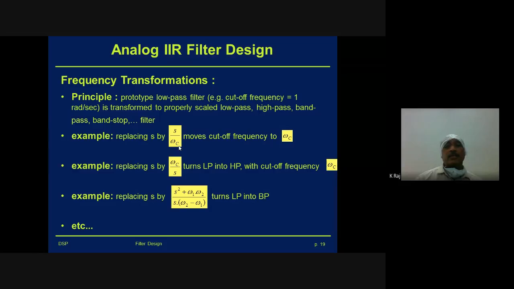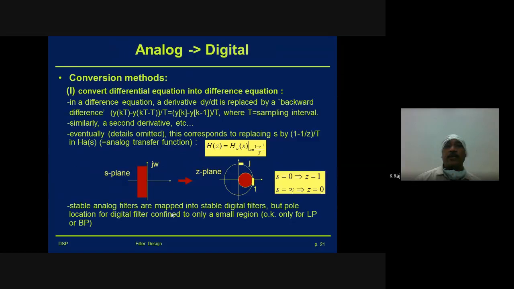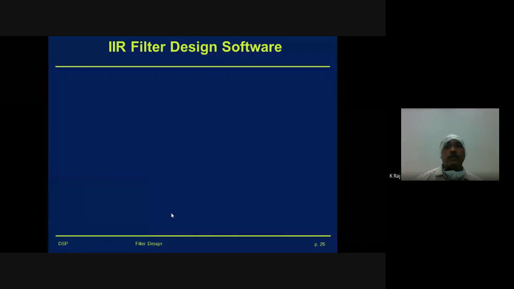And if we are interested in designing a band pass filter from the low pass filter, then after designing the low pass filter, s will be replaced by s square plus omega 1 multiplied by omega 2, divided by s times (omega 2 minus omega 1). So these are the steps that will be utilized to design the filter in the analog domain and then transform it into the digital domain. For that purpose, we have described the steps, and we have also considered one example of the design. So we have covered how the IIR filter will be designed in the analog domain, and then how it will be transformed into the digital domain.